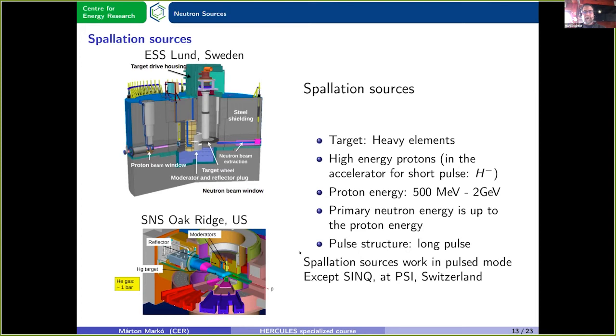And there is also an exception. They are working in pulsed mode because it's much more efficient, except SINQ at PSI. It's the Swiss intense neutron source. That's SINQ, which is a continuous spallation source, and it has roughly the intensity very close to our reactor at Budapest.